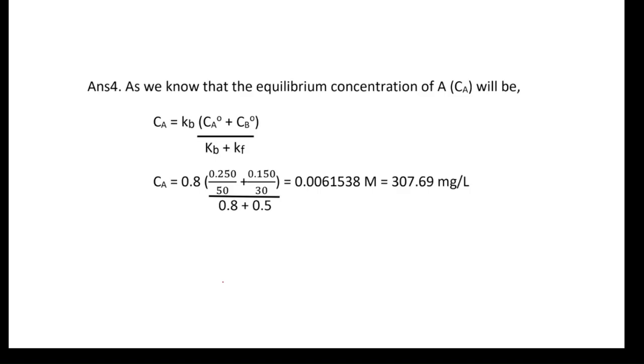We'll see the solution. So it is very simple. CA is equal to the rate of backward reaction times (CA naught plus CB naught) divided by the rate of backward reaction plus the forward reaction in the denominator. Simple. You can derive this also. It was properly derived in the class, so I'm not giving the derivation here. So simply you can use this formula and solve the question.